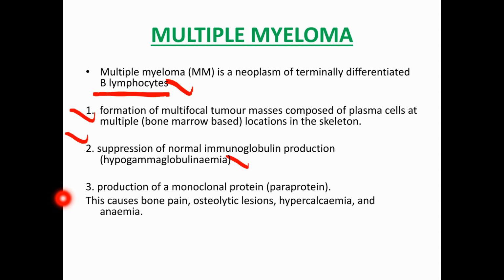That's why patients with multiple myeloma have recurrent infections, because they do not have normal antibodies to fight against infection. And the third is the production of abnormal protein, that is the M protein or monoclonal protein. Sometimes it is called a paraprotein because it is derived from a single clone of neoplastic plasma cells. That's why we can call multiple myeloma a paraproteinemia. It's one of the types of paraproteinemia.